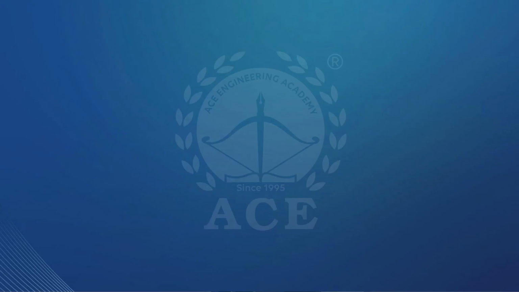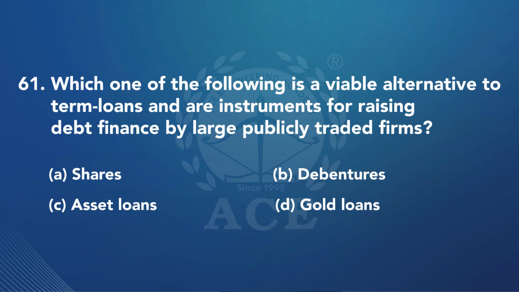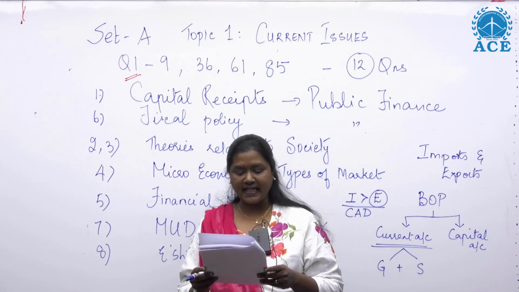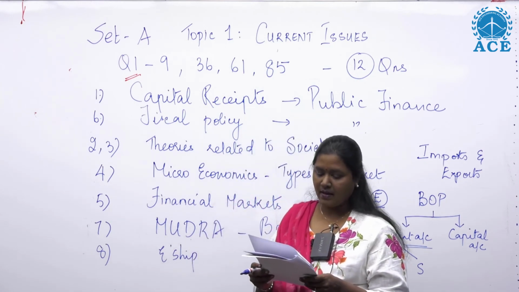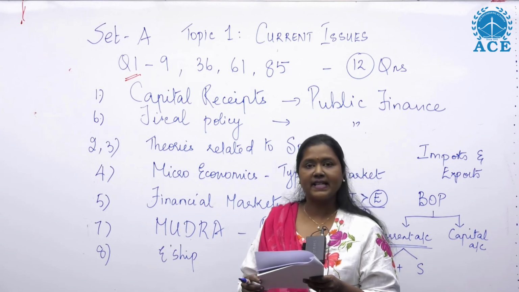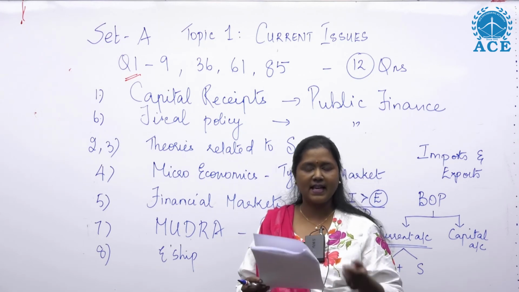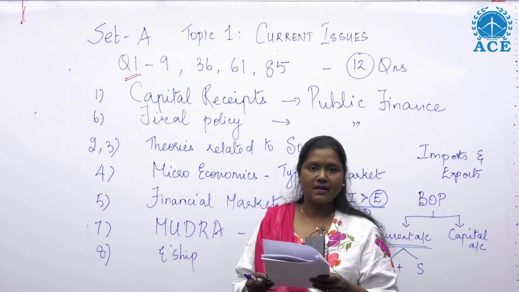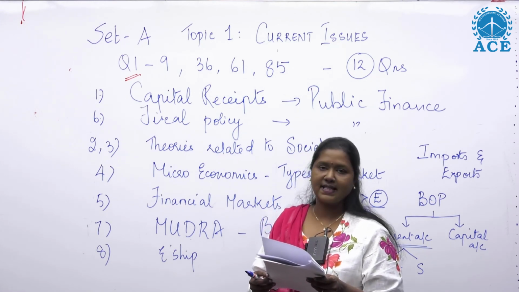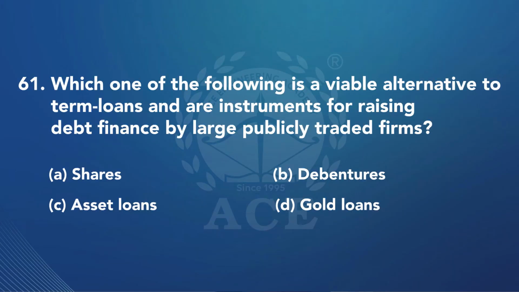Which one of the following is a viable alternative to term loans and an instrument for raising debt finance by large publicly traded firms, right. So, you are talking about debt, raising money, raising capital, right, by large publicly traded firms. So, the answer here is debentures, okay. So, for 61 you have B.